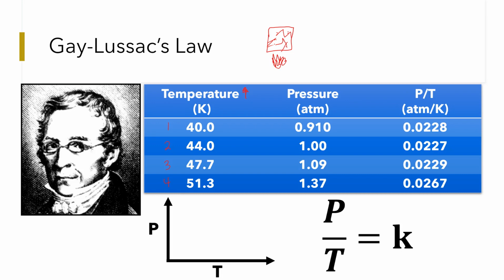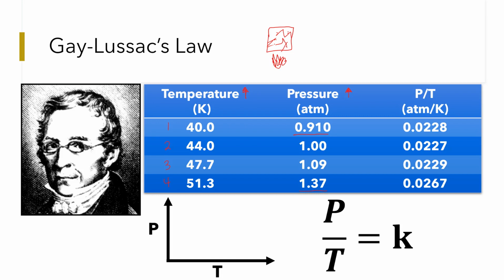And then noticed a change in the pressure as well. So he recorded a pressure of 0.910 for trial number 1. And then for trial number 4, as that temperature increased, pressure increased to 1.37 atmospheres. So as temperature increases, pressure increases.